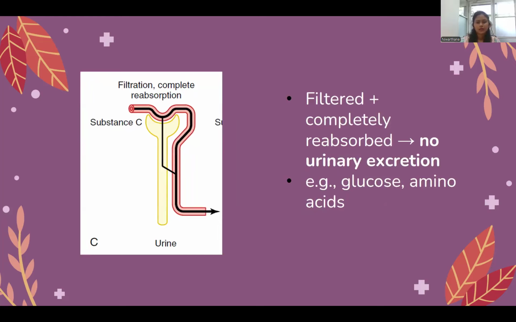There are some substances that, when filtered, are completely reabsorbed, so there is no urinary excretion. Basically, they are nutrients, and we don't want to excrete nutrients. So we completely reabsorb them from the filtrate. Examples are glucose and amino acids. At the proximal convoluted tubule, they are 100% reabsorbed.